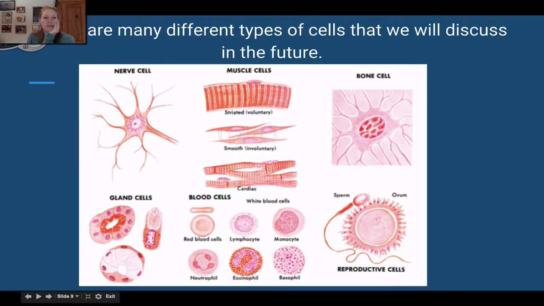So the next part is the different types of cells that there are. I want to mention them. I want them in your notes, and then we'll come back to them again. I'll tell you which ones you actually do need to know. But there are lots of different types of cells. Bone cells, reproductive cells, blood cells, tons of different types of white blood cells, and then you have the red blood cells, gland, nerve cells, and so on.